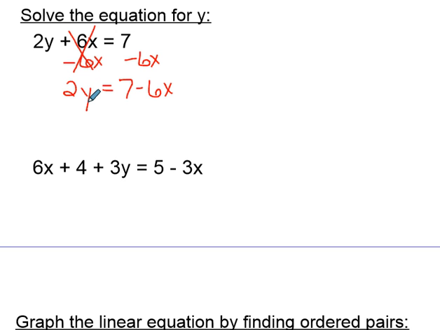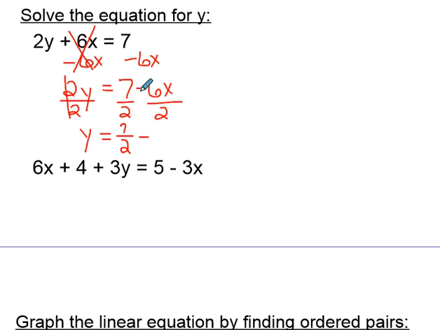First thing here I'm going to do is get the 6x on the other side of the equation. So I'm going to subtract 6x from both sides. What that does is it cancels out because I have a positive 6x and a negative 6x. So that's gone. That leaves on this side just a 2y. On my other side, I have a 7 and a negative 6x. I cannot combine those because they're not like terms. So that's what I'm left with.